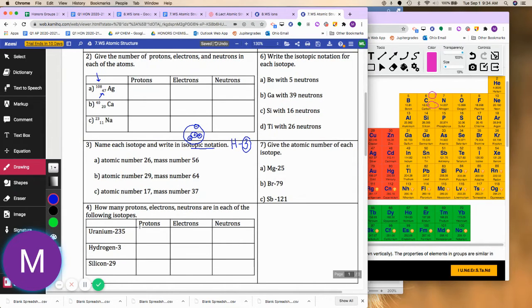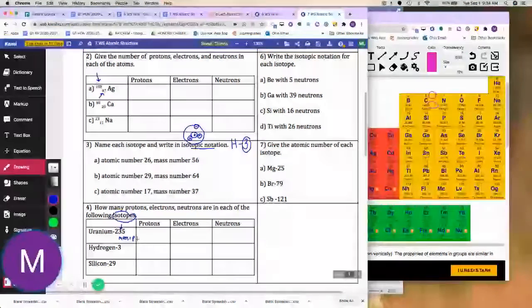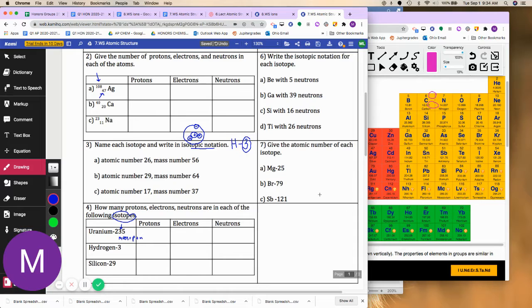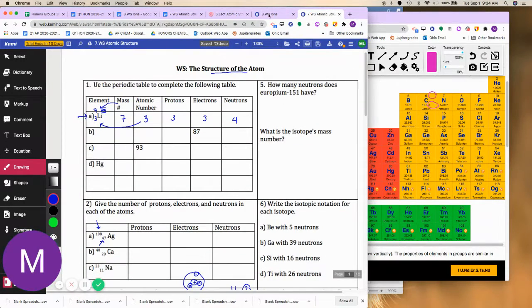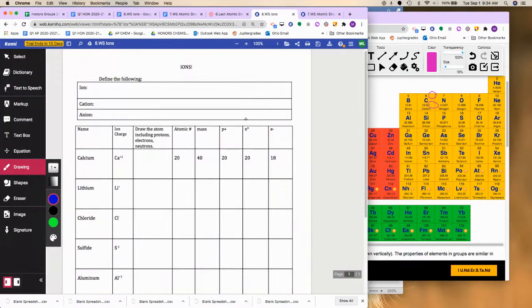So here again, you have the isotopic notation, pretty simple. Again, that number is the mass number, which is equal to the protons and the neutrons. And all of these are isotopic notation again. So let me help you on the worksheet on ions as well.